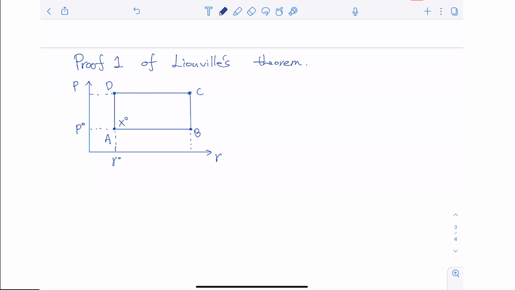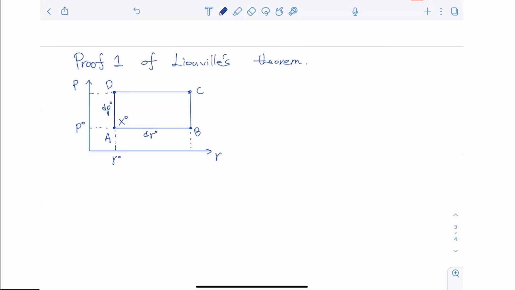These 4 points A, B, C, D basically form a rectangle, and we denote the lengths of the sides to be dr, that's this side, and dp, this side. Maybe I specify them to be dr naught and dp naught. So in principle, we should be able to specify the 4 coordinates. But before I do that, let me write down what I just defined. So x naught is just r naught and p naught.